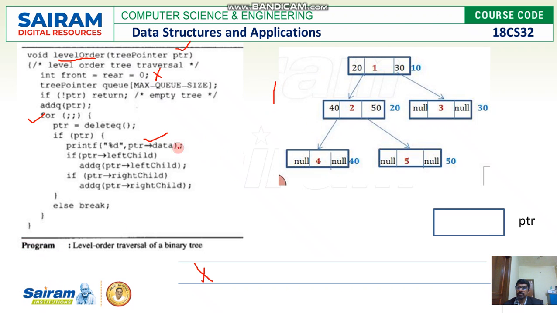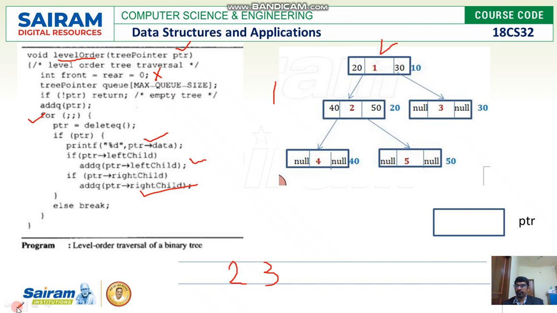So you have to, if ptr left child, if this node has got a left child, add this into the queue. Left child you have to add into the queue. And if ptr right child, if it has got a right child, add this into the queue. So now what happened? 2 and 3 is in the queue and 1 got deleted. So let me delete this from the queue. I'll erase this. Now we have got a queue which has got 2 members.